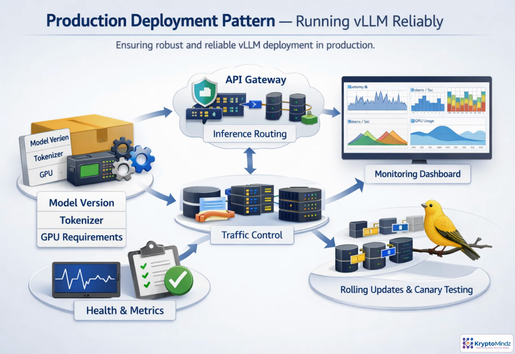Running vLLM in production is an operating pattern, not just launching a server process. Package each deployment with the exact model version, tokenizer, runtime flags, and GPU requirements so replicas are reproducible. Place those replicas behind a gateway or inference router for authentication, rate limits, retries, and traffic shaping. Then monitor the signals that reveal user experience and capacity: tokens per second, queue time, time to first token, tail latency, GPU memory, KV cache, and errors. Finally, make changes safely with canaries or rolling updates before sending full production traffic.